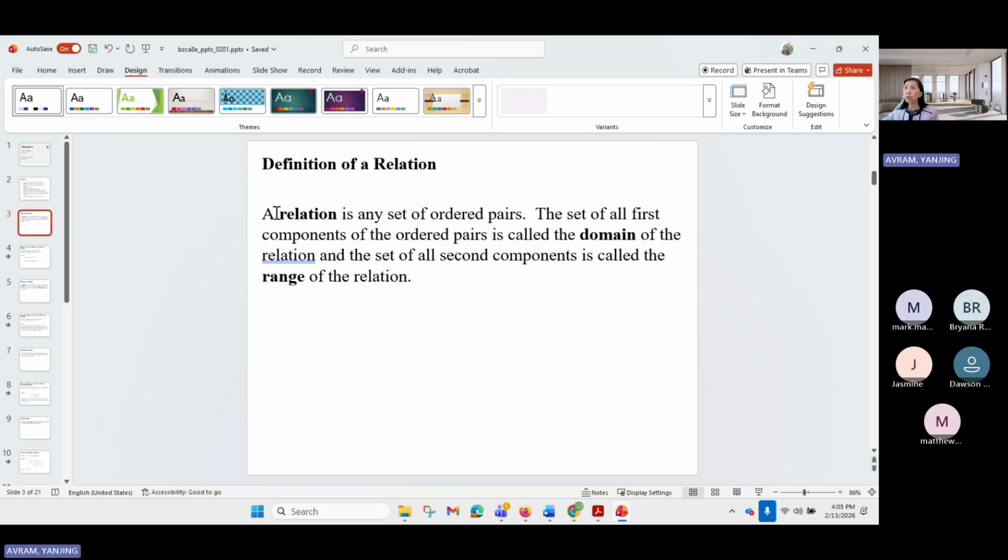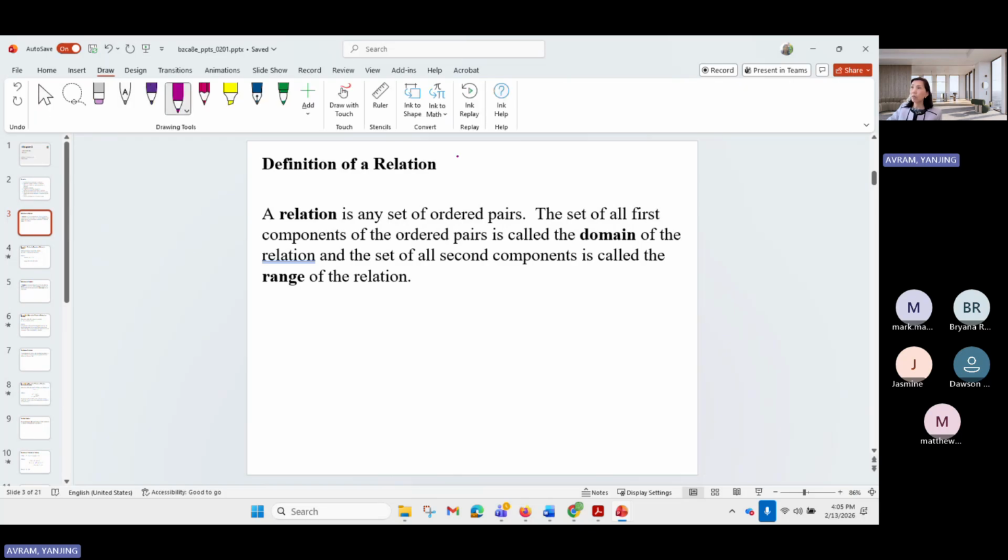With domain and range, a relation is any set of ordered pairs. So what is this ordered pair? We usually say the ordered pair is x and y. The set of the first components, which is the first set, is the x values. This is called the domain. And the second set, or the y values, is called the range.